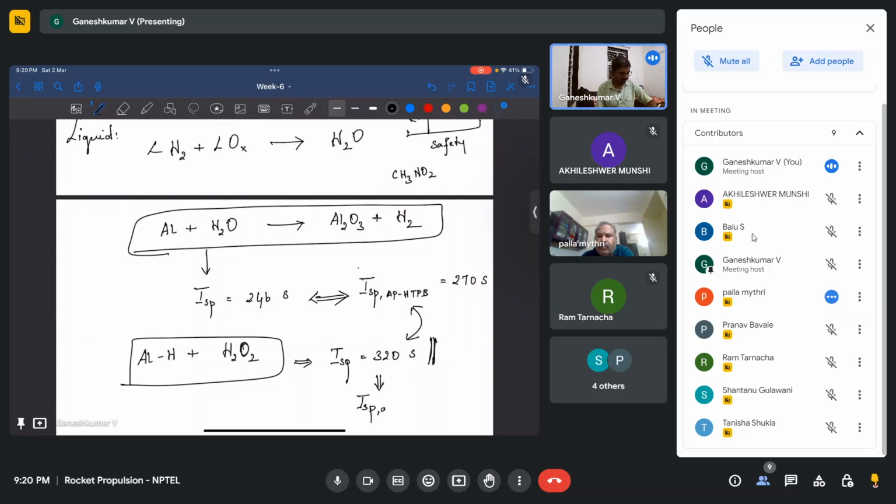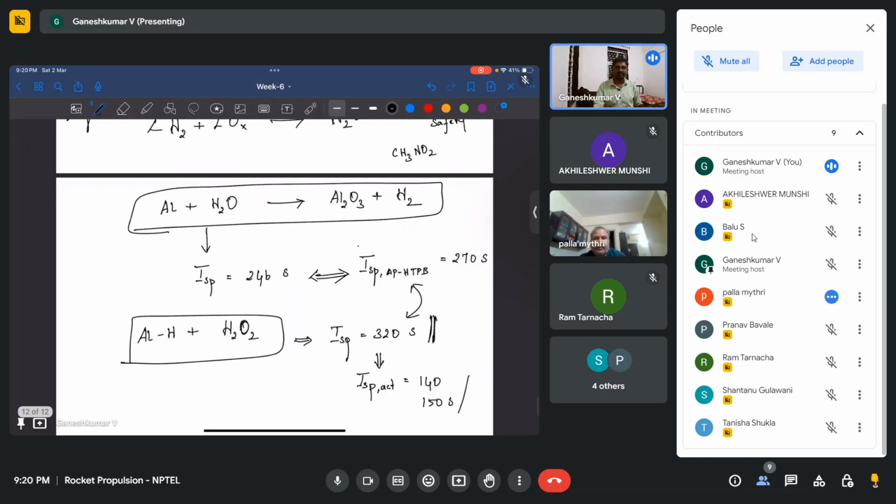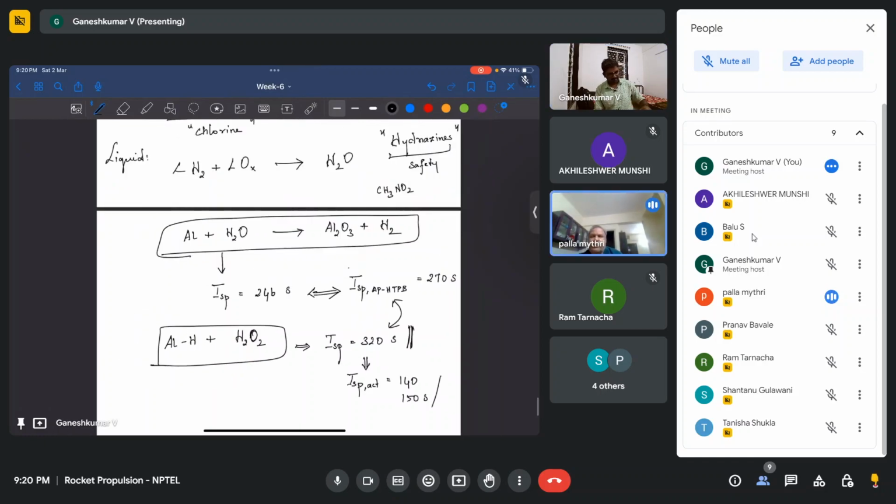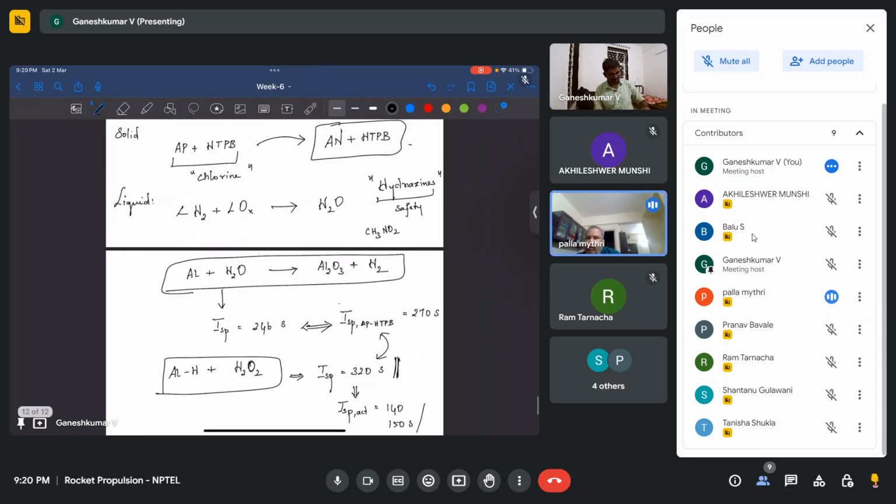if I do the experiment, is around 140 to 150 seconds, and we still don't know why it is happening. Only if we find out the reason for this will we be able to improve it and use it. Sir, most of aerospace is that proven track record.